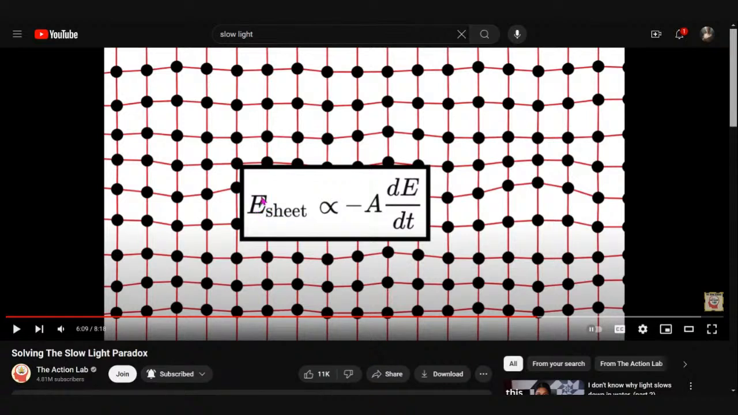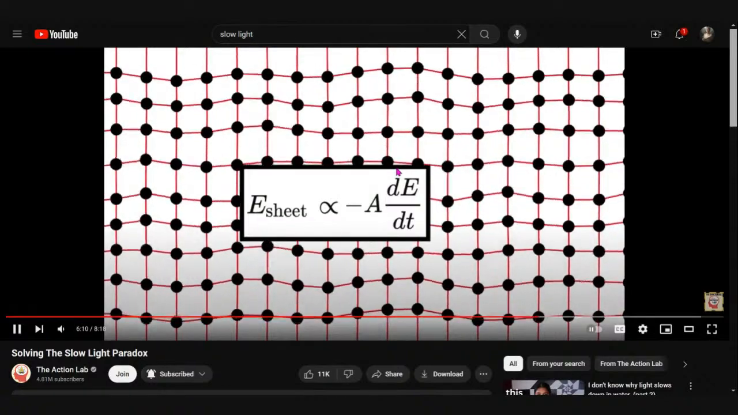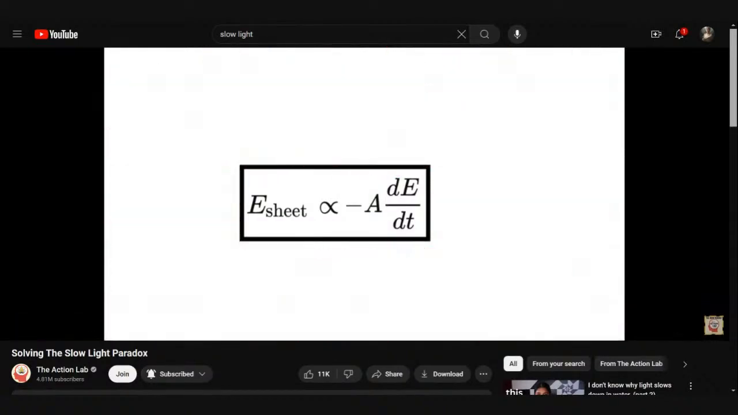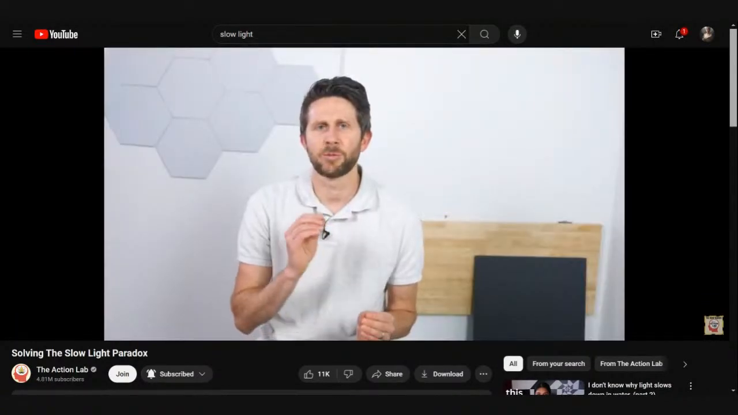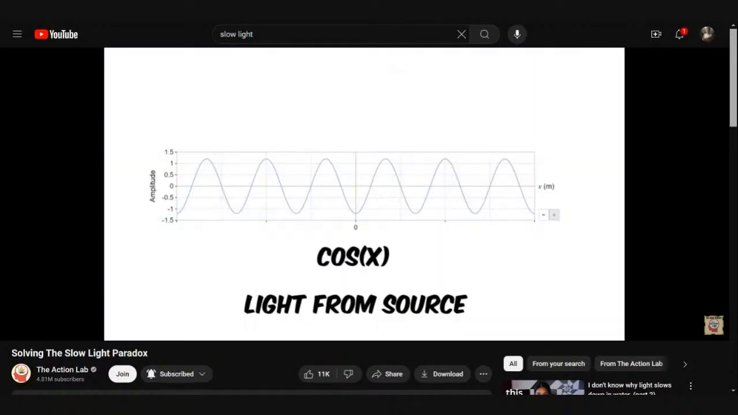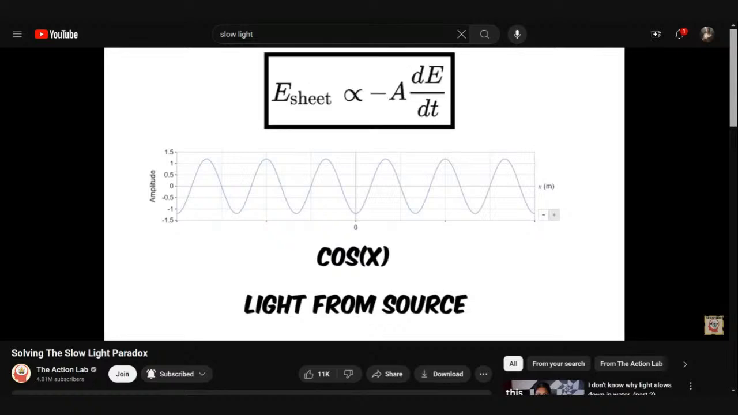The electric field of the sheet. I guess the sheet is the cross section. Is correlated to the negative constant of the derivative. I don't know why. It's like he's assuming a sine, so he's getting a cosine. A constant times the derivative of the electric field of the light shining on it. So our light hitting the electrons is just a wave, which would be modeled by some constant times a cosine function. So that means that the electric field produced by the moving electrons is the derivative of the cosine function, which is a sine function.